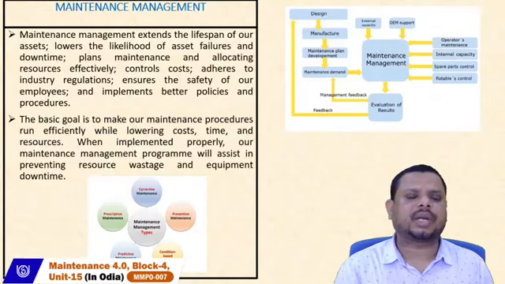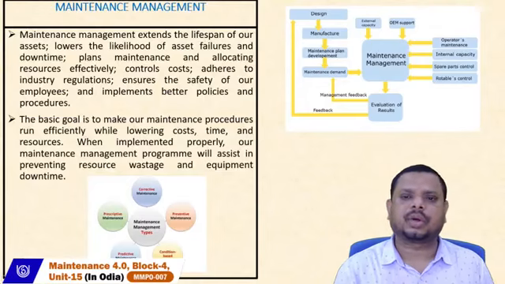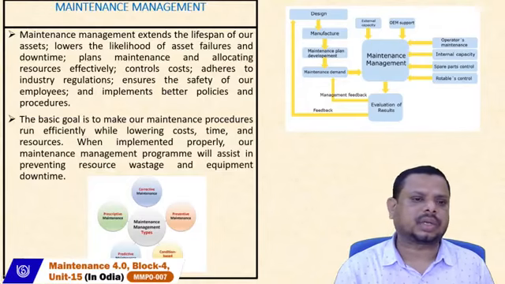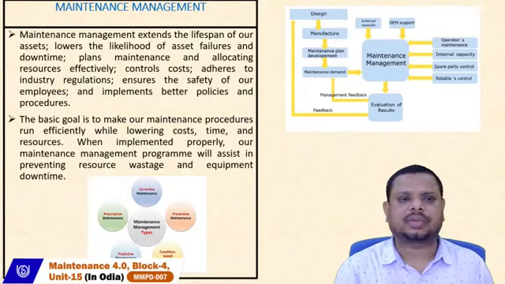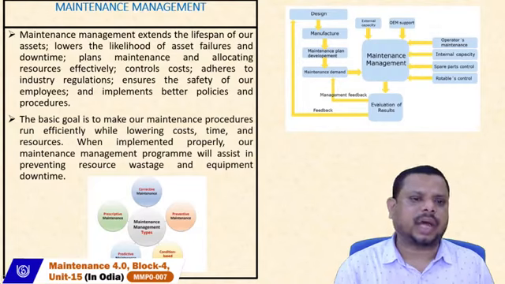So the objective of maintenance management is basically to enhance the lifespan of your assets, whether they are machines or equipment. The next objective is to lower the likelihood of asset failures and downtime. The second objective is dedicated to reducing downtime and asset failures, and to plan maintenance and allocate resources effectively.